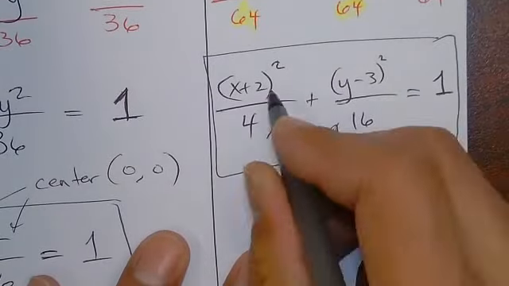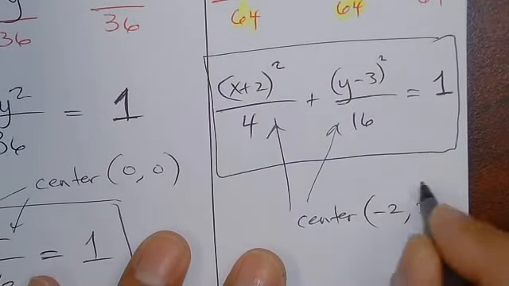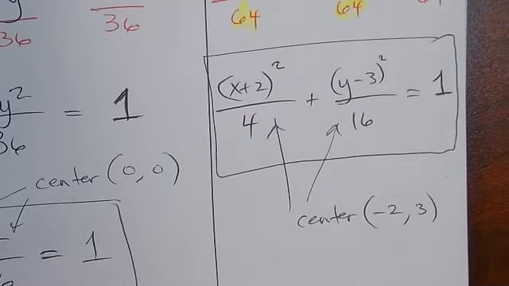What's the center on this one? -2, opposite of +2, opposite of -3. Okay, and so on. One more easy one like this, and then I'll throw a different one.